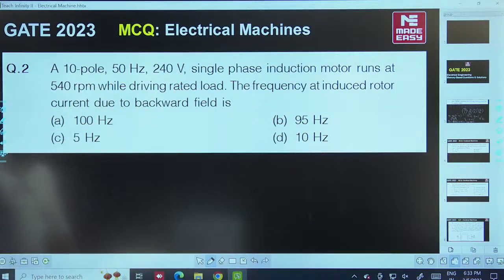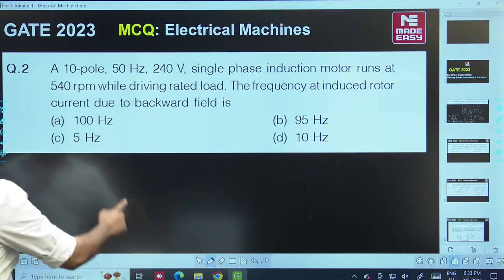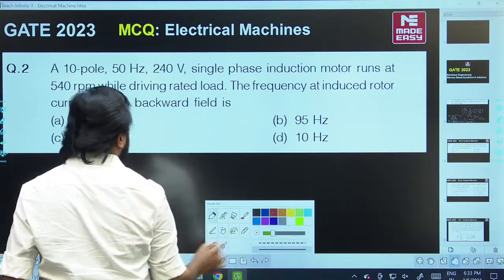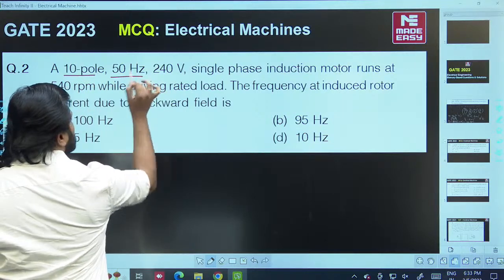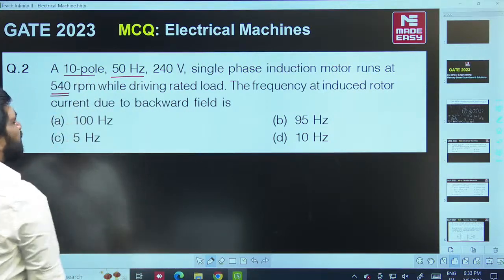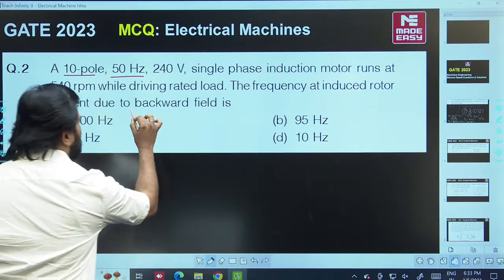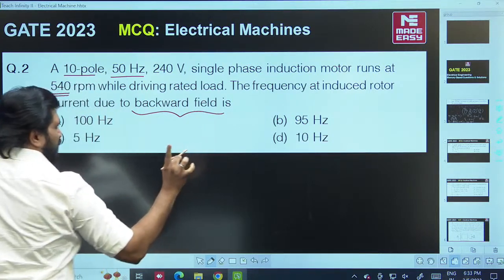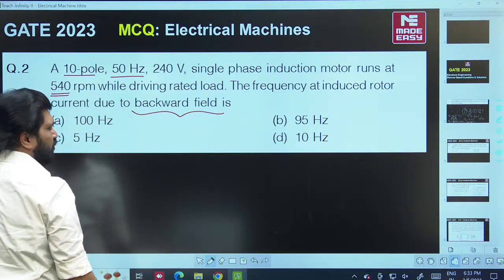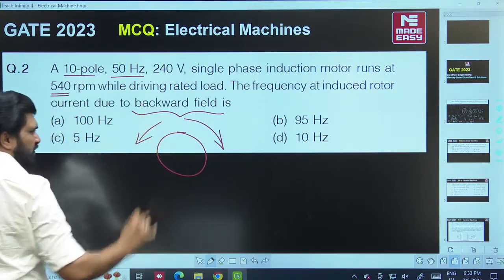Next question. This is a single phase induction motor, which is a basic thing. A 10 pole, 50 Hertz single phase induction motor runs at 540 RPM. Find the frequency of the induced rotor current due to the backward field. In a single phase induction motor, you know there is a forward field and there is a backward field.